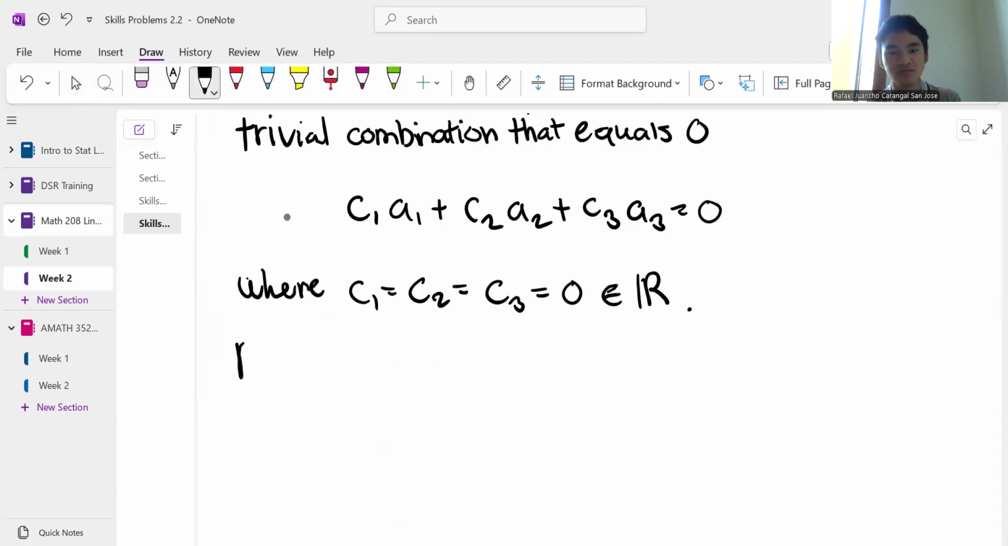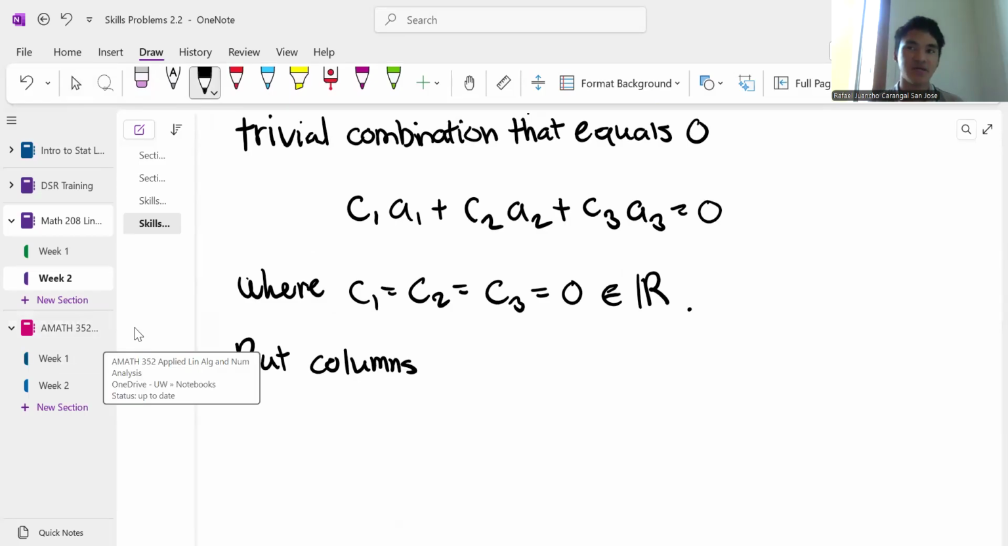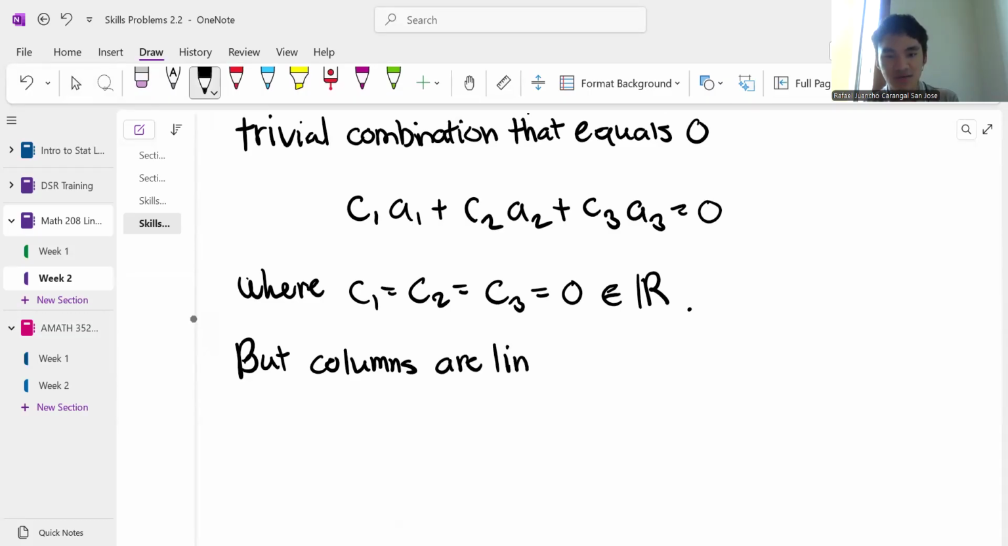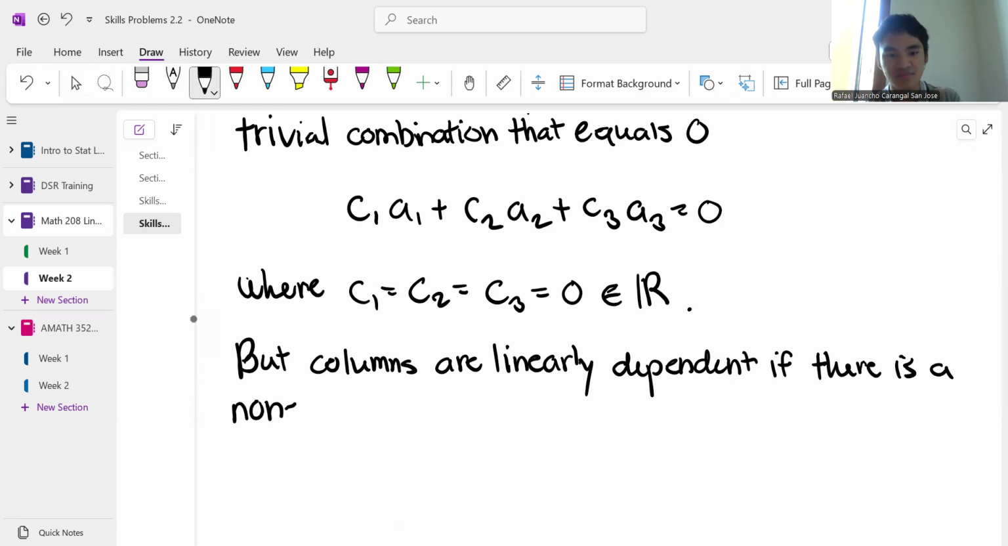But, so I didn't talk about this too much here in this class. I talked about it in an applied linear algebra class, but we say they are linearly dependent if there is a non-trivial or a not so easy to find solution or combination.